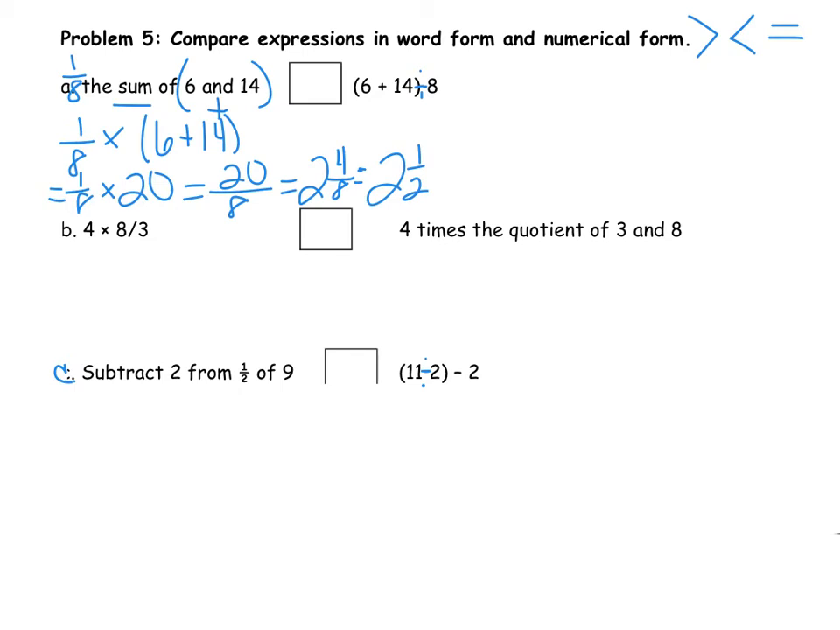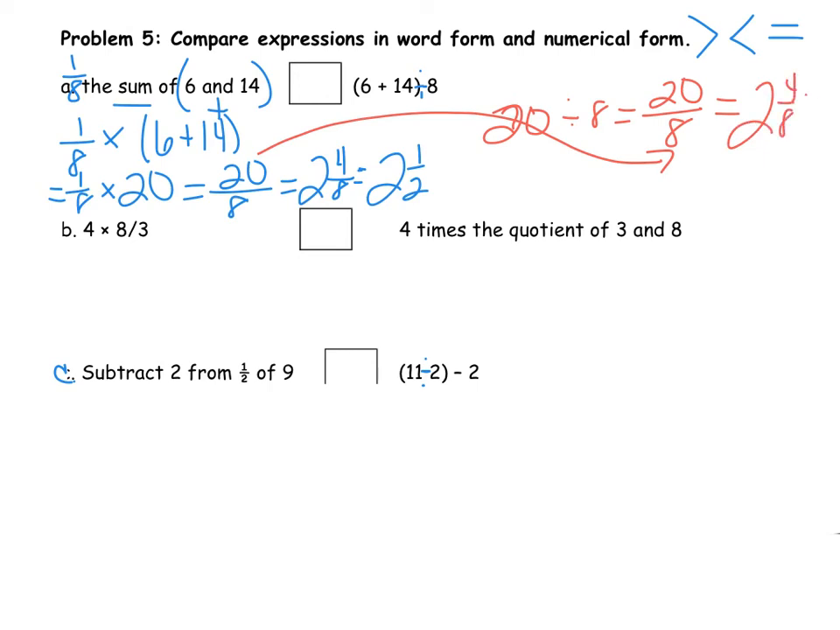Well, now I need to do the right-hand side, so I'm going to do that in a different color. (6 plus 14) divided by 8. So I always do what's in parentheses first, which equals 20 divided by 8. Matches from before. So I know it's going to equal 2 4/8, which is equal to 2 1/2. So they both equal 2 1/2, so they're equal. Woohoo! Love those.